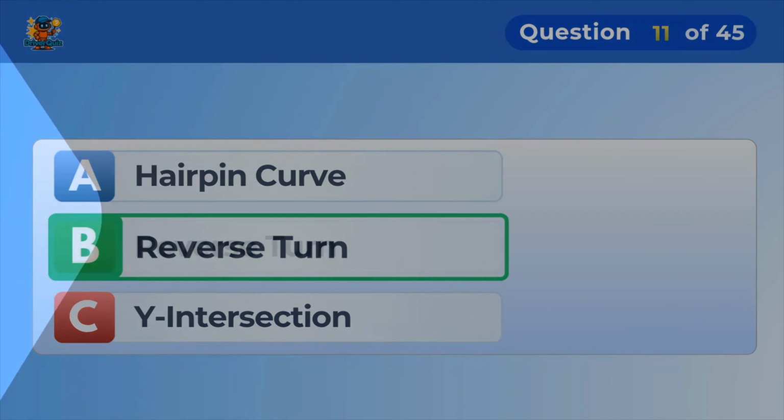Question 14. What does this warning sign indicate? A. Crossroad. B. Side road. C. Merge. You got it. It's the merge sign.